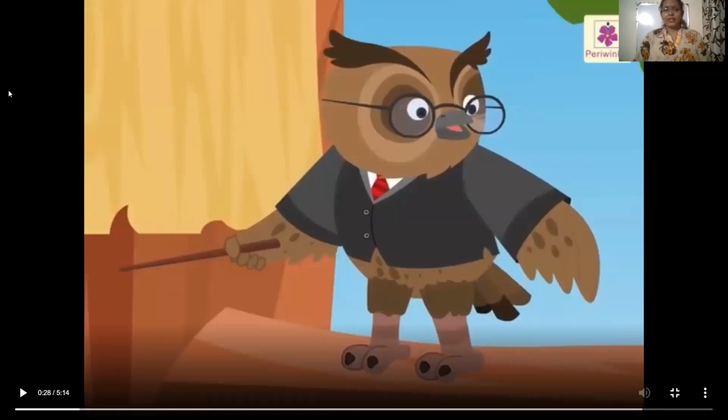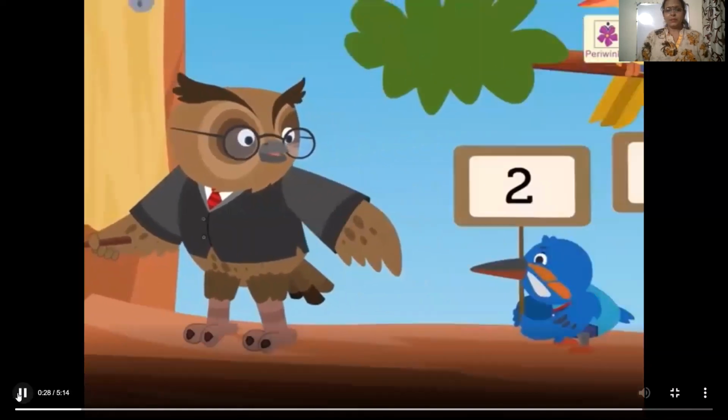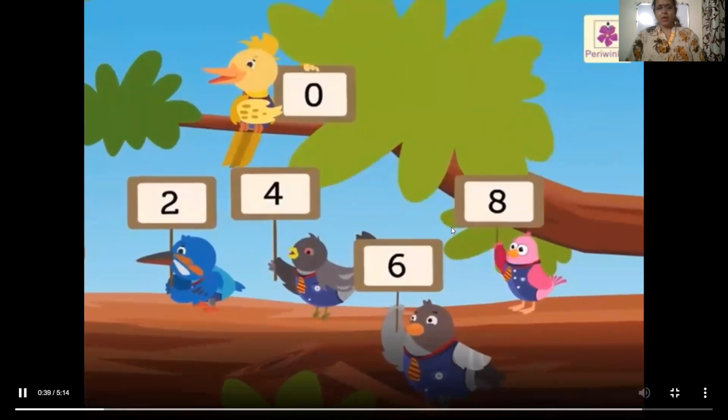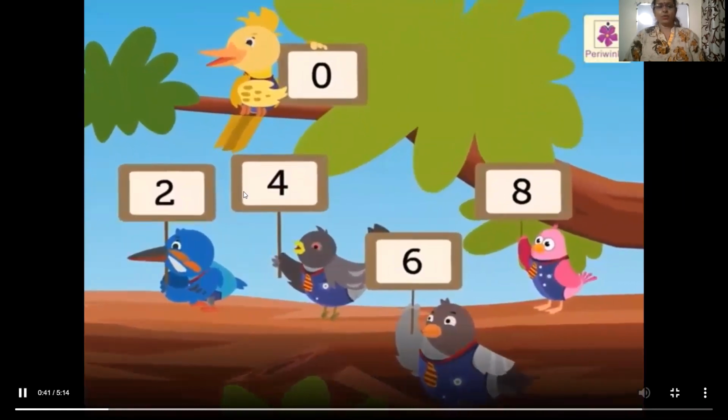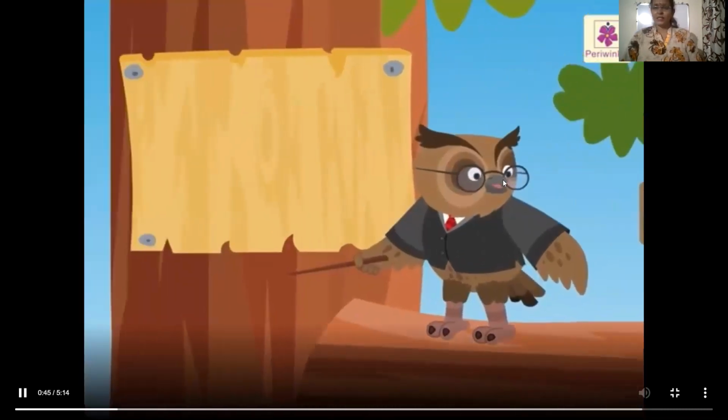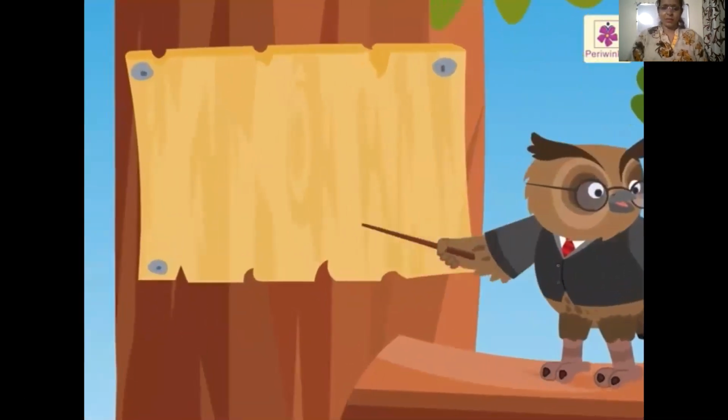Hello kids, today we are going to learn what are even numbers and odd numbers. So now you can see any number that ends with 0, 2, 4, 6 and 8, or we can say if 0, 2, 4, 6 and 8 are at one's place, then they are even numbers.